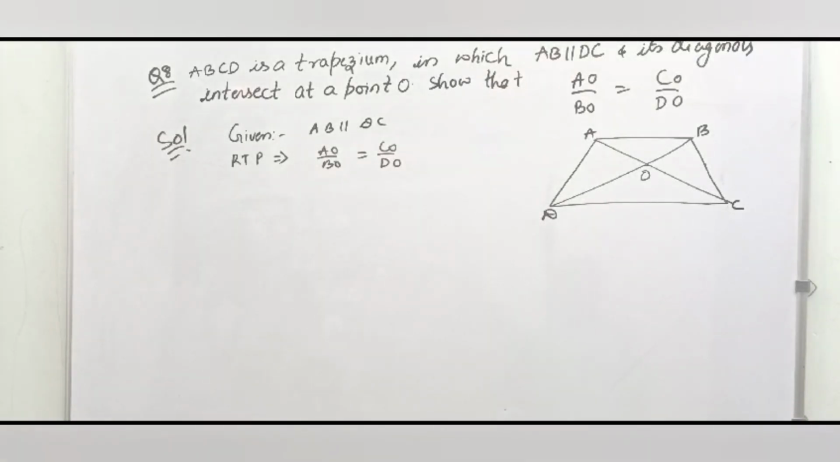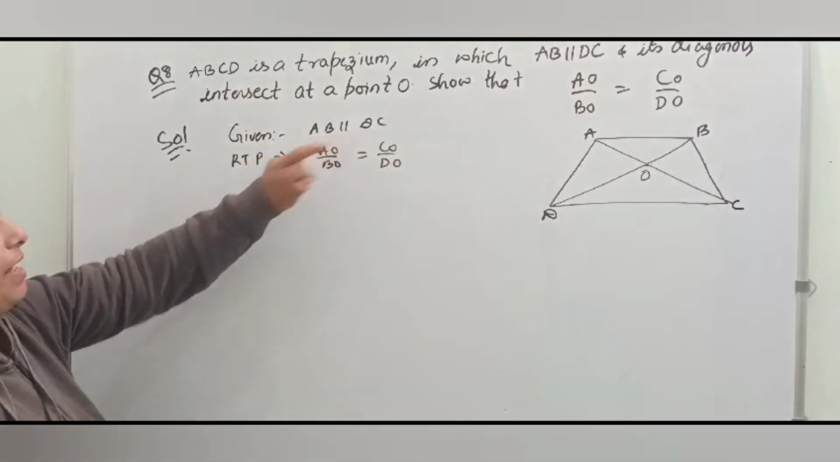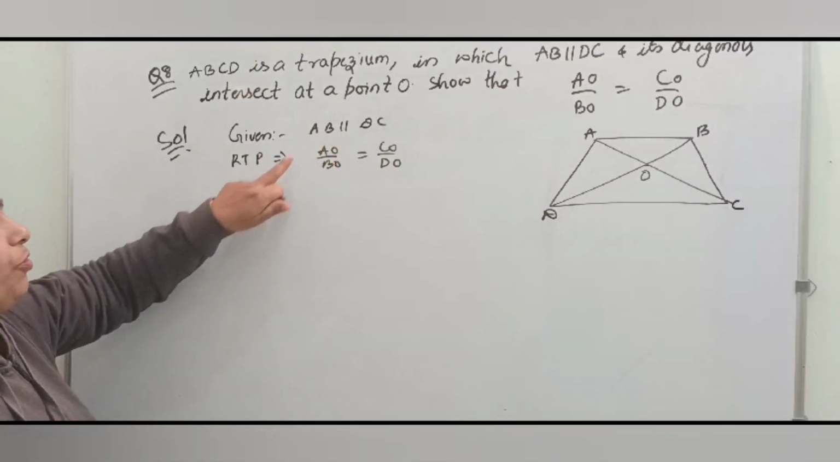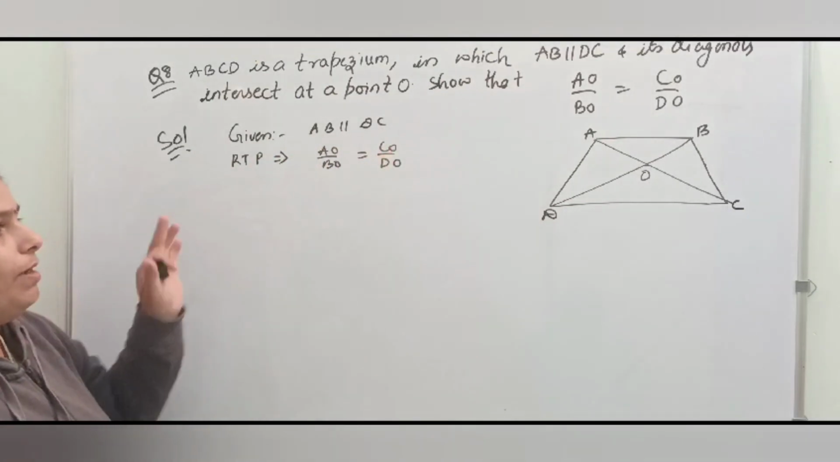Now let us see question number 8. Here ABCD is a trapezium in which AB is parallel to DC and its diagonals intersect at a point O. We have to show that AO by BO is equal to CO by OD. Given AB parallel to CD, required to prove AO by BO is equal to CO by OD.